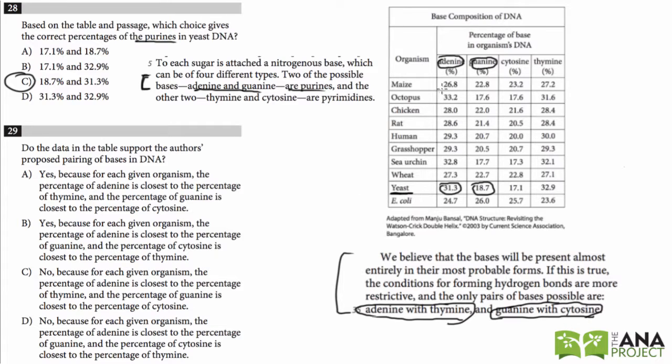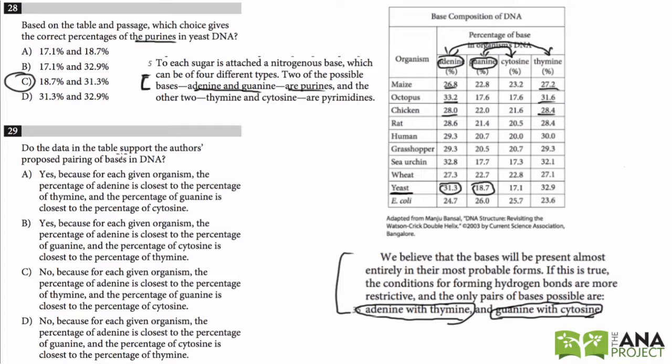If we look at the chart, at adenine and thymine: 26.8, 27.2, 33.2, 31.6. They're pretty similar, the percentages. Chicken, 28.0, 28.4. Now let's look at guanine with cytosine. Those are similar too. Look at it in humans: 20.7, 20.0, 21.4, 20.5. So it goes to show you that adenine and thymine are very similar, so they pair together. So do guanine and cytosine.